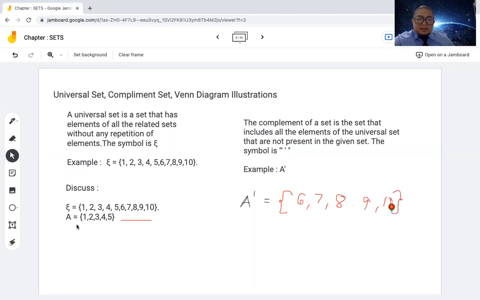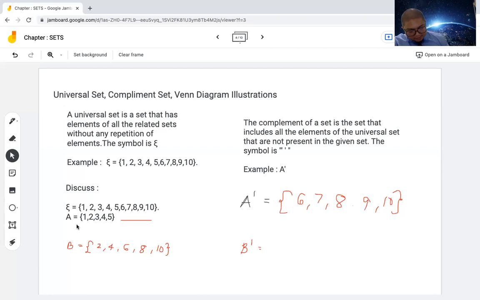Okay. So supposedly we added another set here. Let's say, for example, I have set B, which is 2, 4, 6, 8, and 10. What I want you to do is to pause this video and try to answer the complement of B and see whether you will be able to get the correct answer.